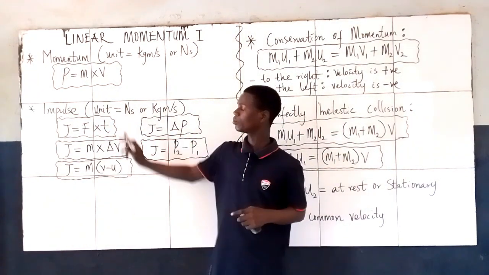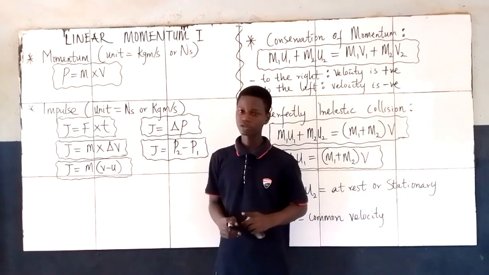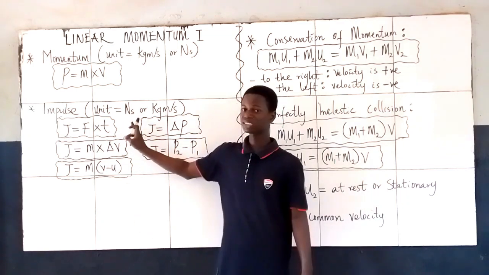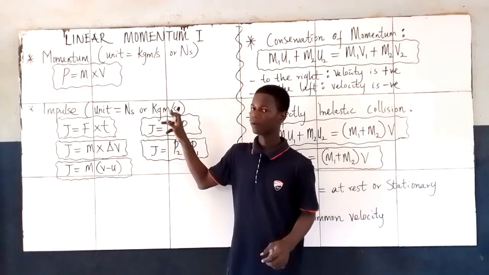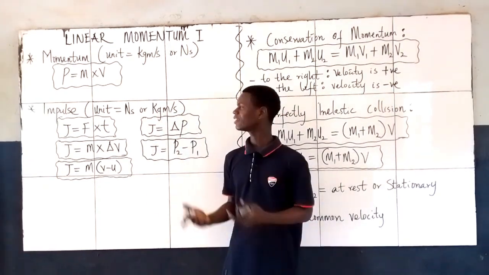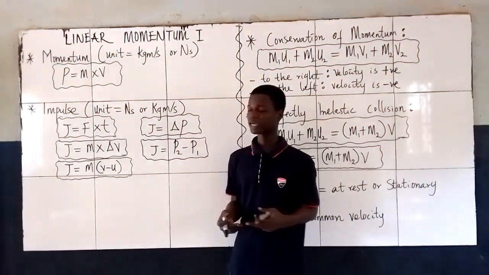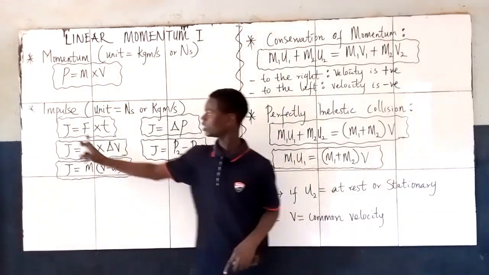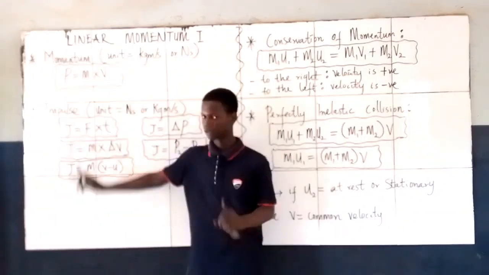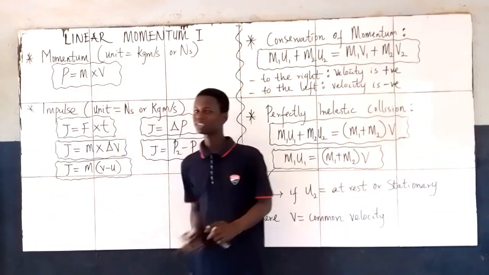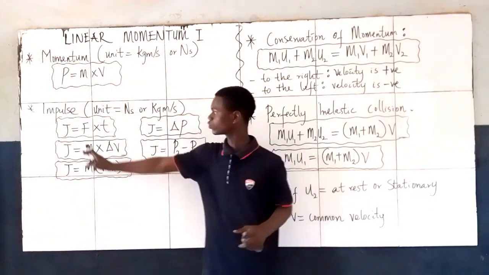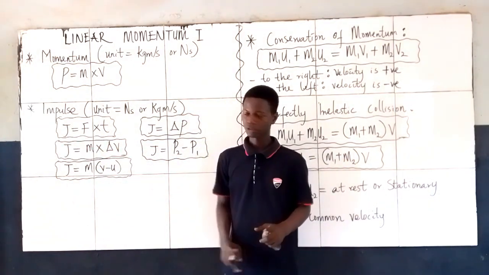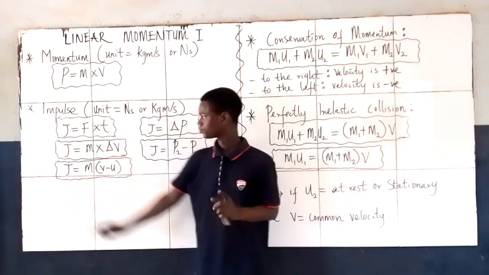The unit for impulse, the first and most important unit for impulse, is Newton second, or you can also use kilogram meter per second. Now what are the formulas you can use to get your impulse? Impulse is symbolized by J, while momentum is symbolized by what? P. Observe those differences. Impulse is equal to force times time. This will give you the impulse.